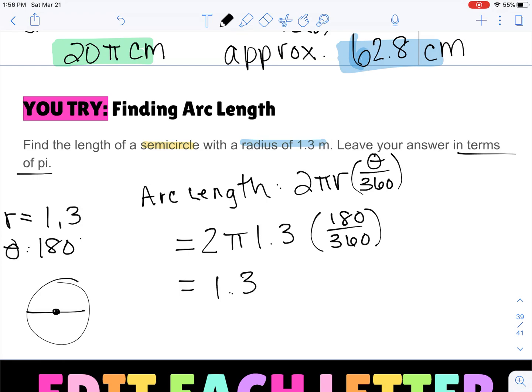So I write 1.3. I tack that pi on at the end. This tells me that this is an exact answer. I did not round. Okay. And the units we would use is the units seen in the radius, which is meters. So your answer should be 1.3 pi meters.